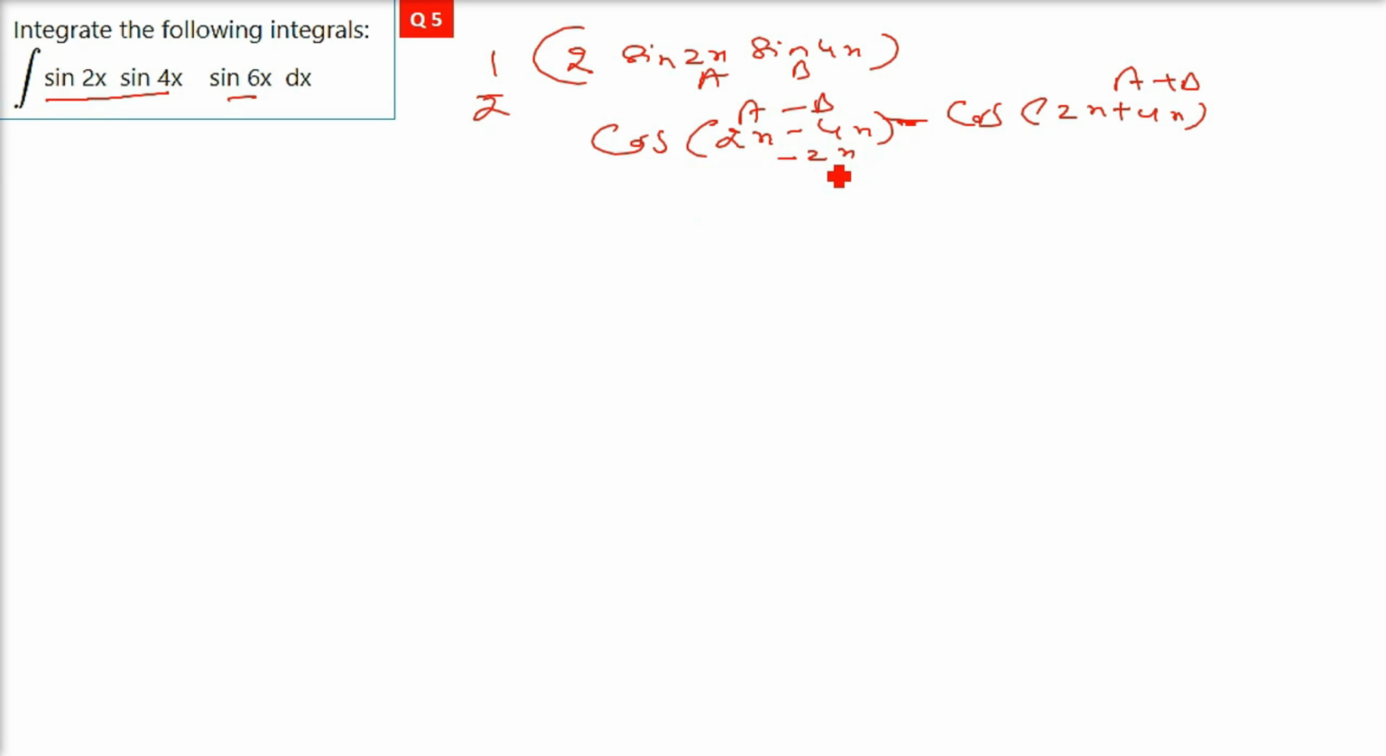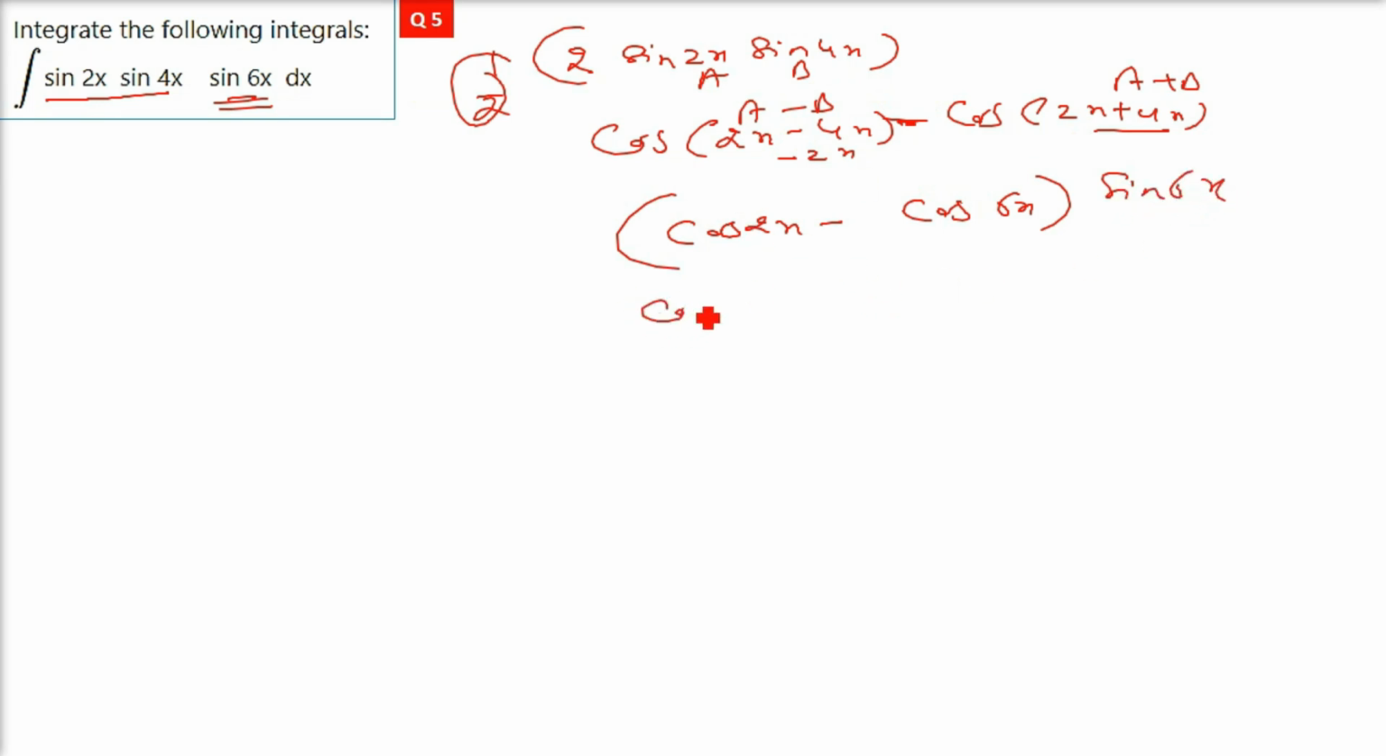And that will be cos negative 2x, which is only cos 2x, and minus cos 2x plus 4x is 6x. Now we have dealt with sine 2x and sine 4x. Half is already there on the outside. But before I include the half, let us take this sine 6x again. So cos 2x into sine 6x minus cos 6x into sine 6x.